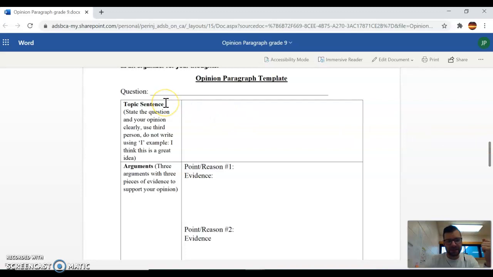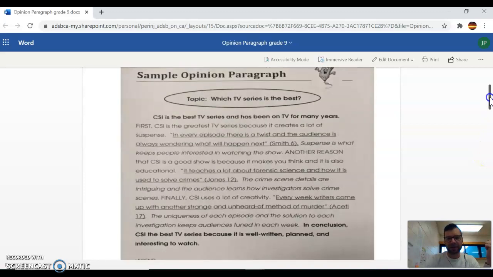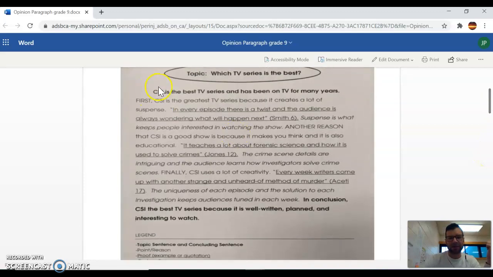So topic sentence. State the question and your opinion clearly. Use third person, so do not write using I. Here's an example: I think this is a great idea. I think CSI is the best show ever. You're not going to write it like that. You're going to write it in the third person.